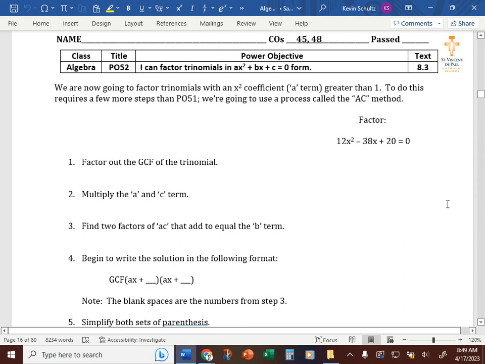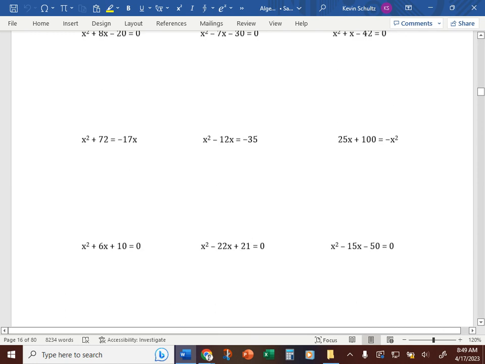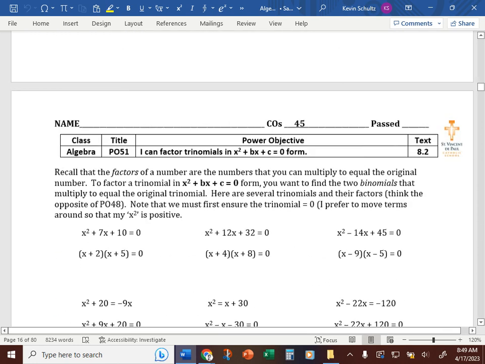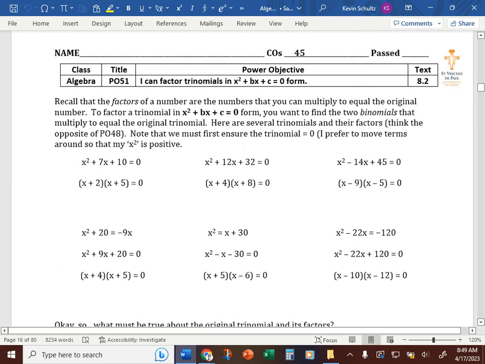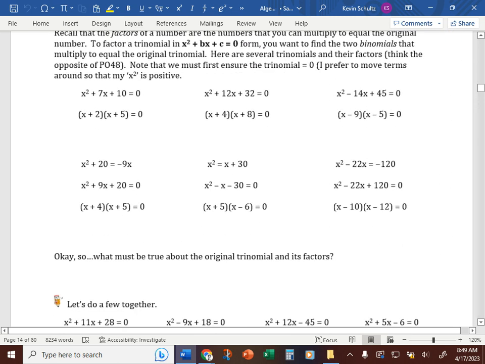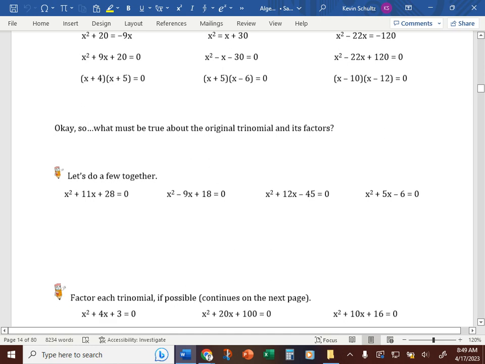And good day, Algebra. We are covering super duper power objective 52 today. Factoring trinomials, so kind of the same thing as PO51, but tell me what's different. PO51 said factoring trinomials in x squared plus bx plus c form, and it had several examples of what x squared plus bx plus c is.